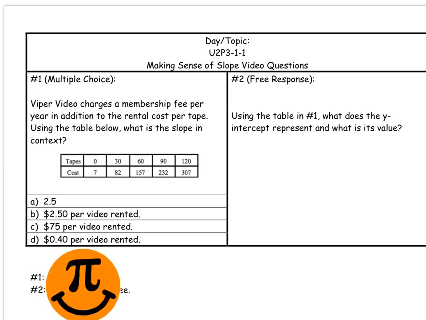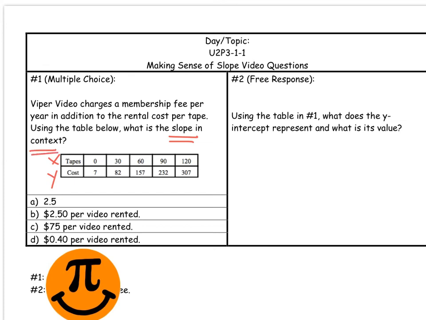So now it's your turn. Viper Video charges a membership fee per year in addition to the rental cost per tape, which I guess we really don't do that anymore, so let's say it's sort of like Redbox. Using the table below, what is the slope in context? One thing you want to keep in mind, this is going to be our X, or our input, and this is going to be our Y, our output. So we want to know what is the slope in context.